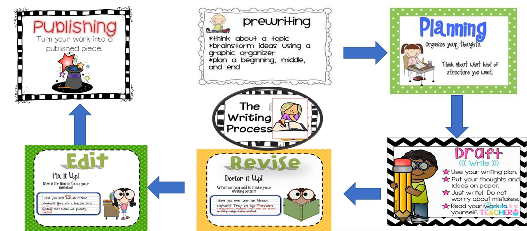When I have my thoughts organized or my ideas, I do the third step, which is the draft. Here I start to write. I put my thoughts and ideas on paper. I write everything. I just write. I do not worry about any mistakes. And then I read what I wrote to myself. After I write a draft, at the end I have to read it to myself.